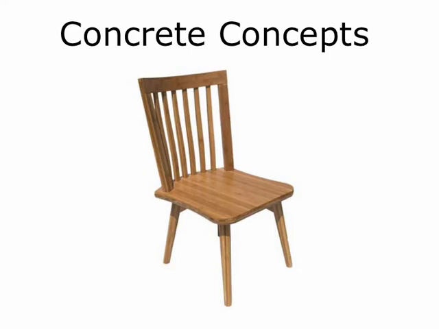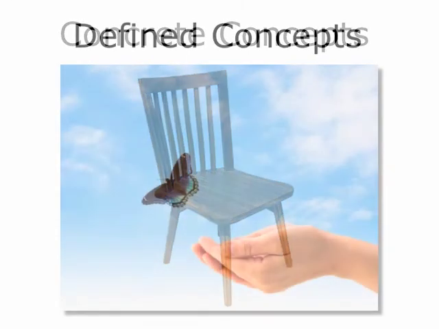That's a discrimination. Concrete concepts are the next level of intellectual skill, and these represent objects, classes of objects, object features, and relations that can actually be pointed out and identified. So in the case of this particular graphic, a chair represents a concrete concept because a chair is something that you can point to and say, that is a chair.